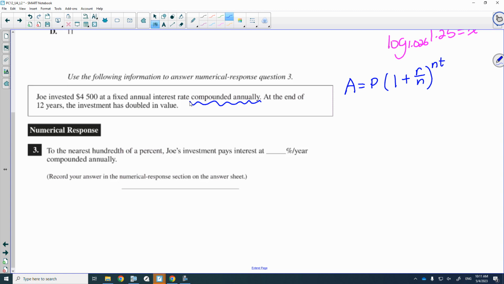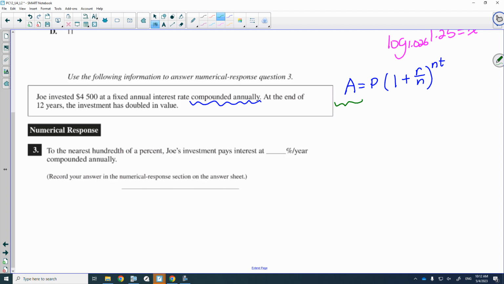Okay, Joe invested 4,500. At the end of 12 years, the investment has doubled in value. So doubling in value, Jack S, what do you want me to put for doubling in value? Even though I could put 2, if it's 4,500 initial investment, no, doubling it. He's going to double that number.